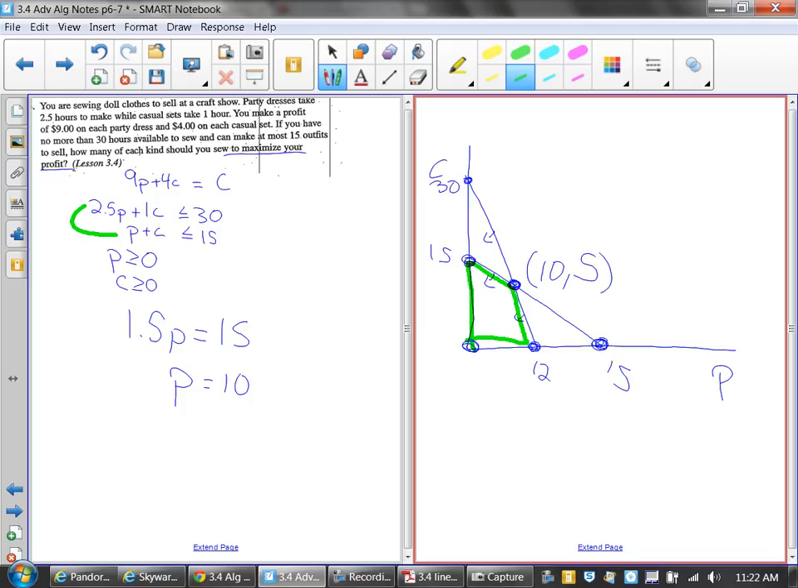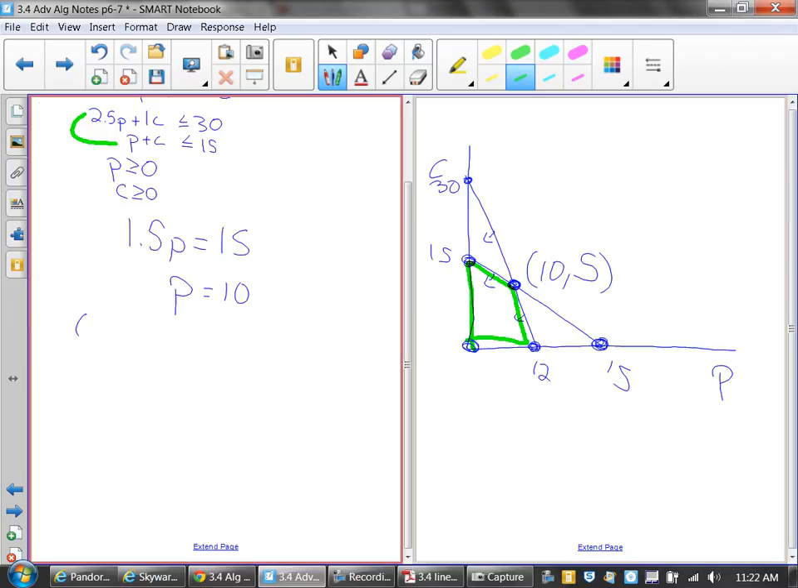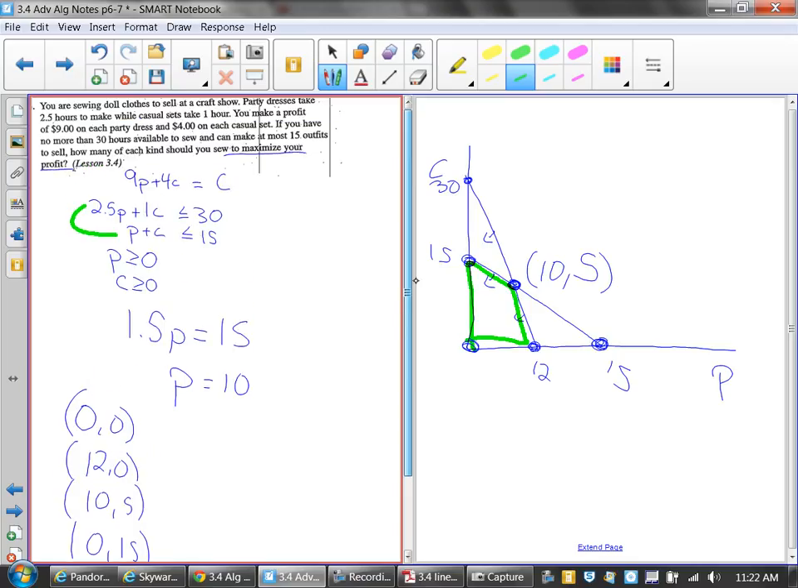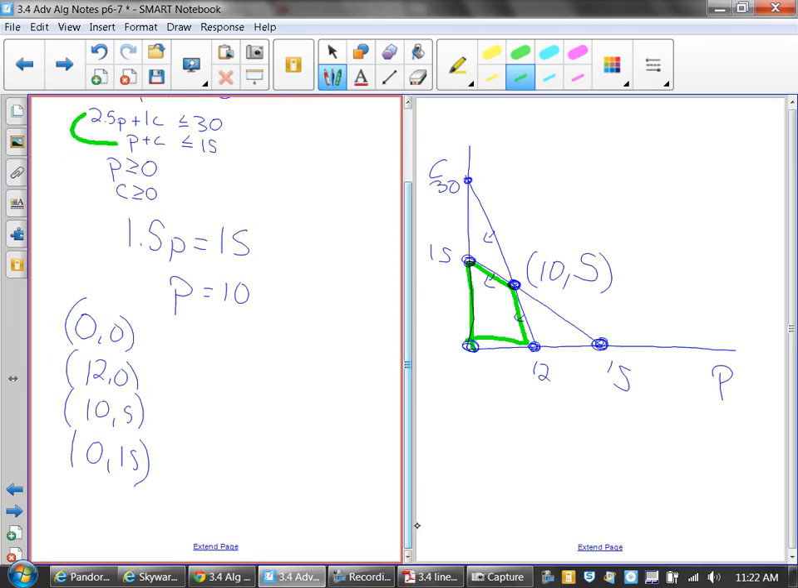So what happens here is you have those 4 ordered pairs now to work with. 0, 0, 12, 0, 10, 5, and 0, 15. Our objective function was 9P plus 4C.